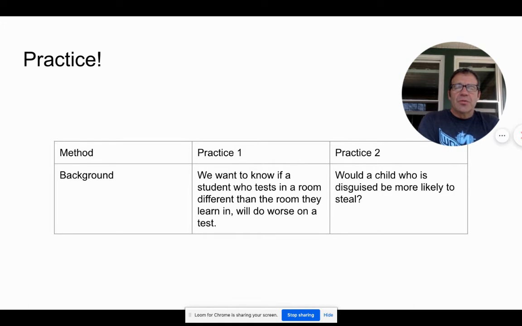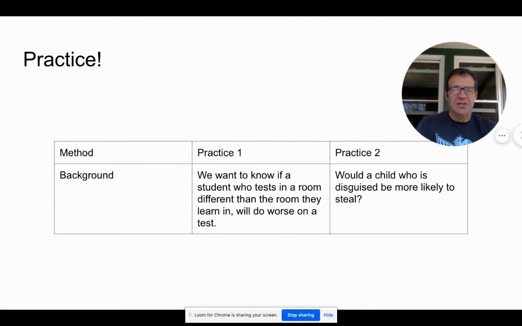So the first situation, or first practice, is we want to know if a student who tests in a room different than the room they learn in will do worse on a test, okay? If we're in a face-to-face setting, we're going to be in the same classroom all year or all semester, and what if their first test, or some test, we move to a different room? Would that affect your test performance? Or if you're doing it online, if all your online learning is done in the same room, should you test in that room or should you test somewhere else?